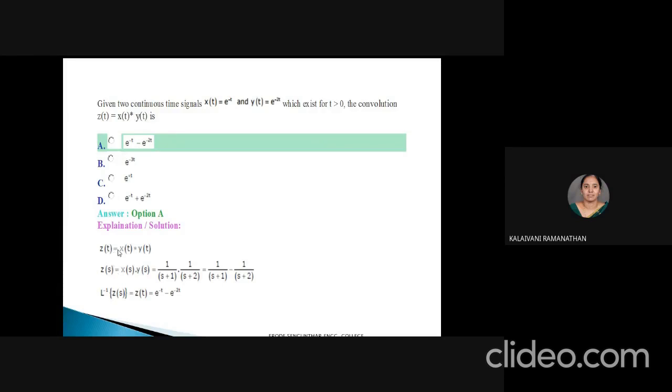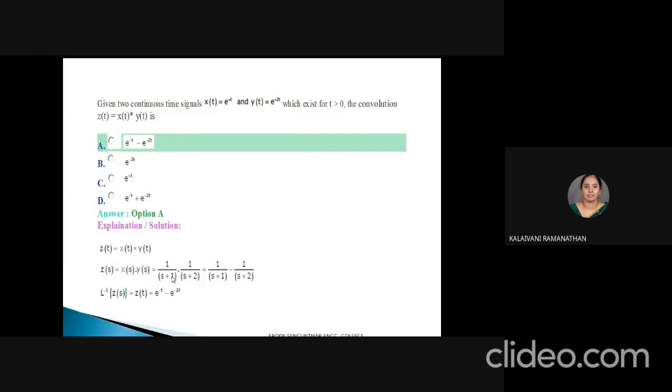So z of t equivalent to x of t star y of t. When you apply Laplace transform to this equation, this becomes z of s is equivalent to x of s into y of s. So convolution operation becomes multiplication operation in S domain. So here your e power minus t means x of s is 1 by s plus 1. Similarly, e power minus 2t means y of s is equivalent to 1 by s plus 2. So they have substituted 1 by s plus 2. X of s into y of s is like this.